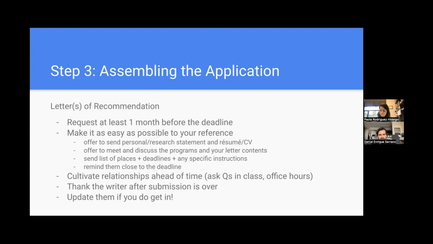And then just a few cordiality tips. Thank the writer after the submission is over. And also, if you get into a program, then let them know. They will be super happy to hear that they helped you to achieve this. Yeah, we were very happy for you.